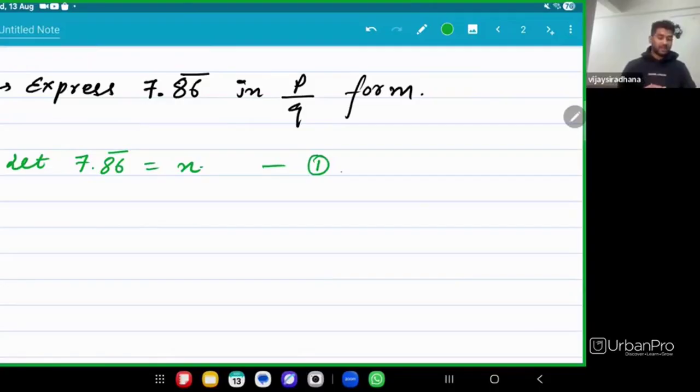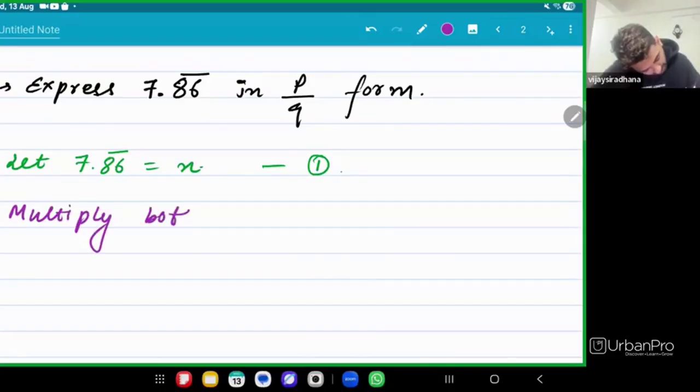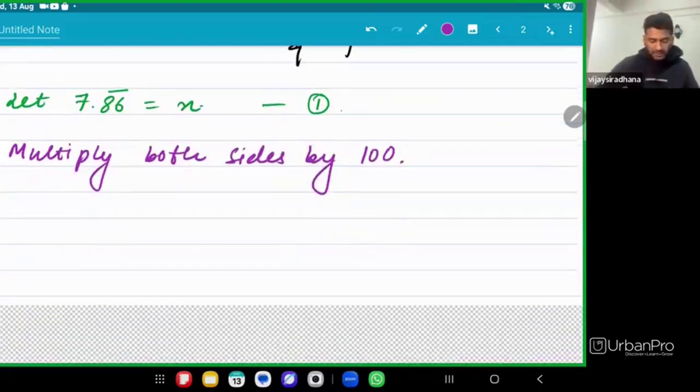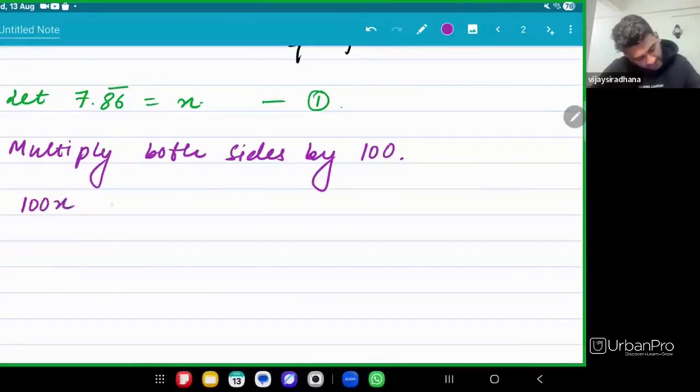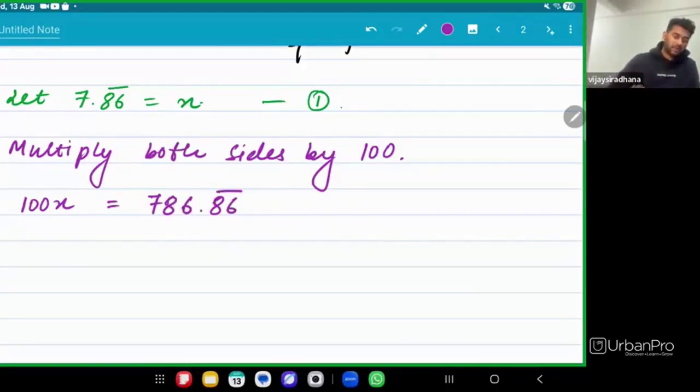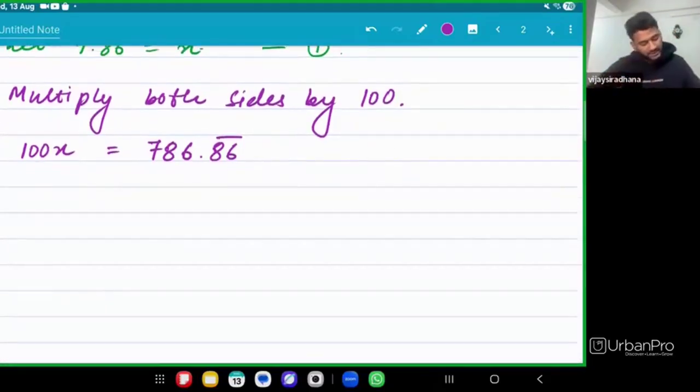Now, as I told you earlier, if two digits are getting repeated, you should multiply equation number 1 by 100. So multiply both sides by 100, and you will get 100x is equal to 786.86 bar, right? Consider this as equation number 2.